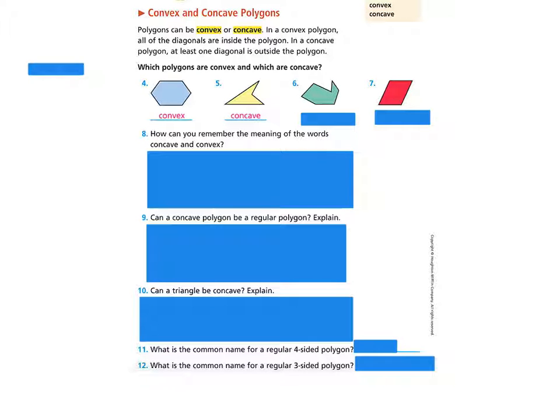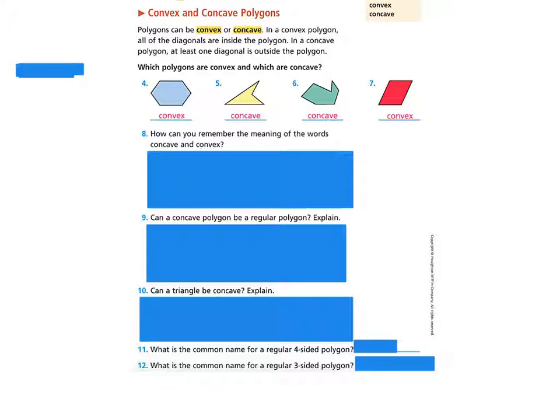All right, take a look at number 6. What do you think? Convex or concave? If you said concave, you are correct because it dips in one section, it's concave. How about number 7? Convex or concave? If you said convex, you are correct.